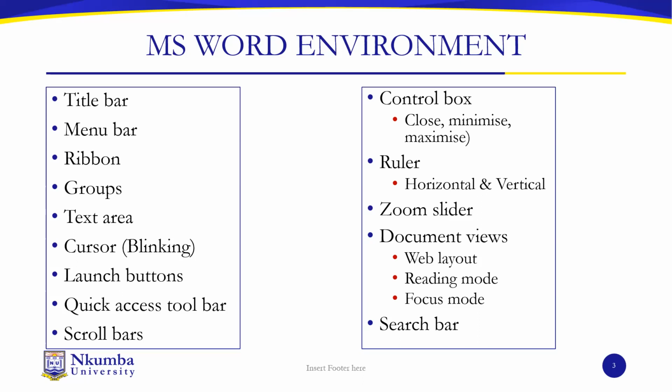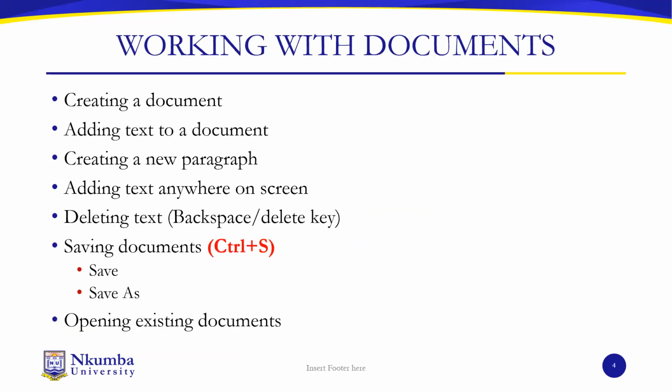So we shall look at text area, cursor, launch buttons, all of these we are going to see. Quick access, toolbars, scroll bars, control box, ruler, zoom slider, documents, and so on. These are terminologies which we are going to see what they do. Then we shall do working with the documents. We shall see how we create a document, how we add text to a document, creating a new paragraph, adding text anywhere on the screen, deleting text, saving documents, using save as, opening existing documents.